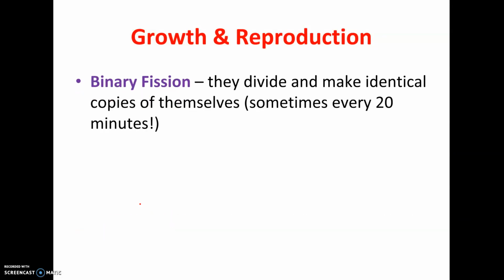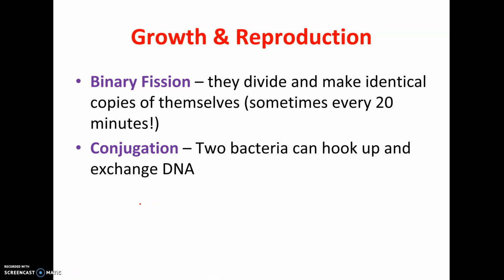As far as their growth and reproduction, they divide by something called binary fission. Very quick, faster than mitosis, and they make exact copies of themselves. They do not do sexual reproduction. They only divide by binary fission and make exact copies.